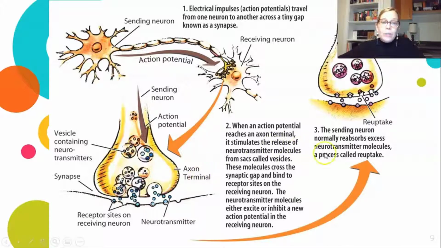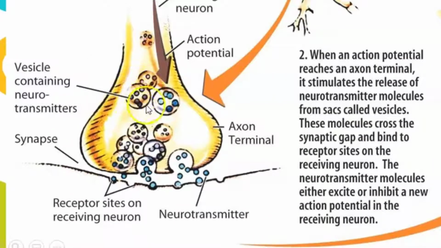So when an action potential reaches an axon terminal, it stimulates the release of neurotransmitter molecules, to be specific. This right here is a zoomed in picture of a bulb or terminal button. There are a lot of names for this. This big thing is the terminal button, and within that are the vesicles, these larger circles, and within the vesicle are your neurotransmitter molecules. So when the action potential reaches the terminal, it's going to release these neurotransmitters into the synapse.